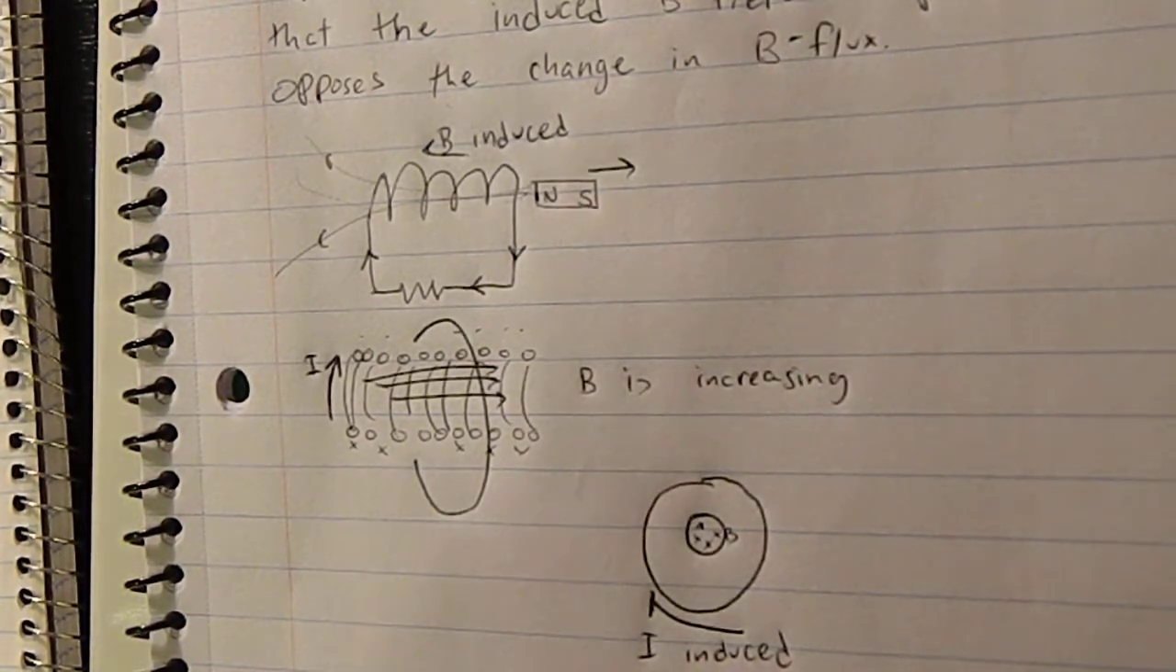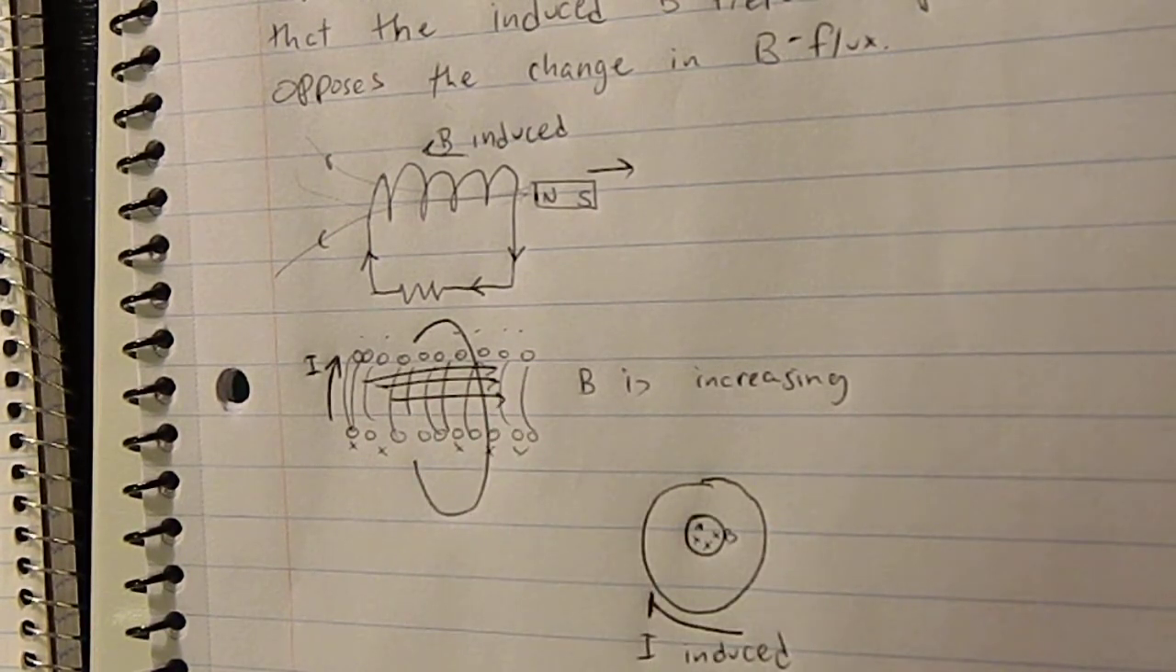Alright, I think that is two proper examples of how Lenz's law works and what it does. It basically just shows how the change in a B field will induce current in a wire or a loop.